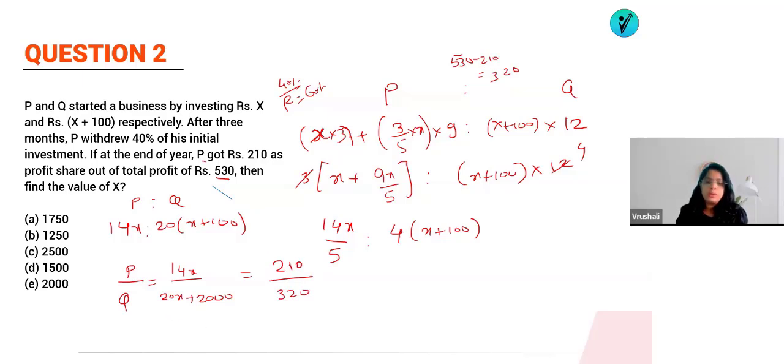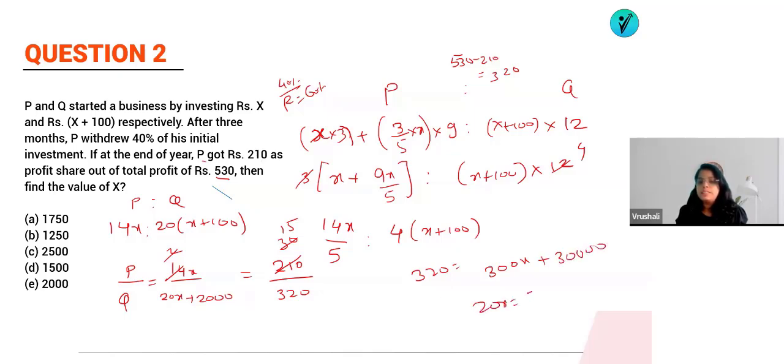So if you solve it, what will happen now? 7 2s are 14, 30s are 210. 2 1s are 2, 15s are 30. So what will it be now? 300x plus 15 into 2 is 30, so 300x plus 15 2s are 30,000.